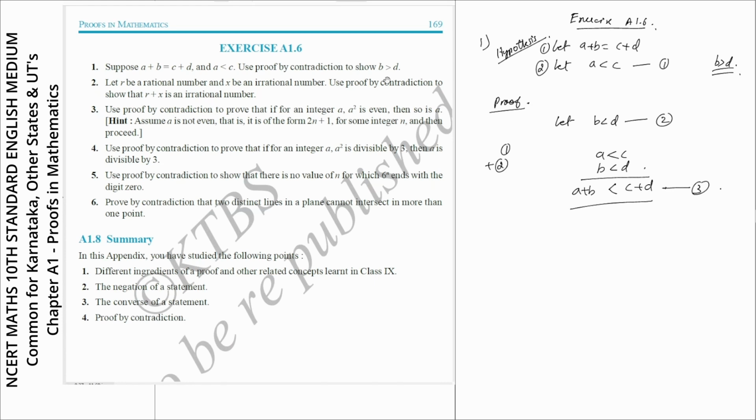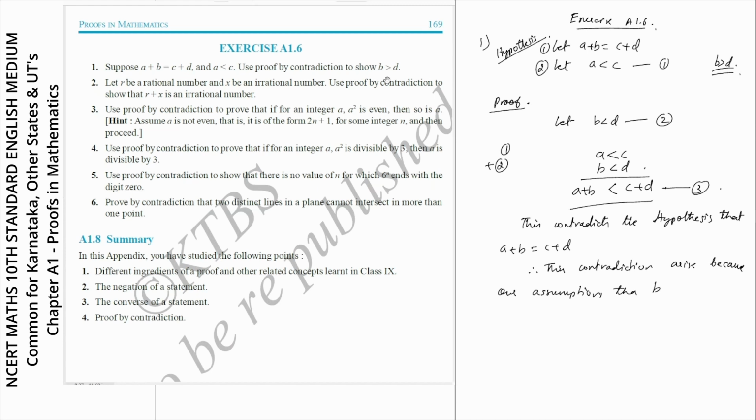But equation 3 is contradicting the hypothesis. Hypothesis says that A plus B is equal to C plus D. This contradicts the hypothesis that A plus B is equal to C plus D. Why did this contradiction arise? This contradiction arises because of our assumption that B is less than D.